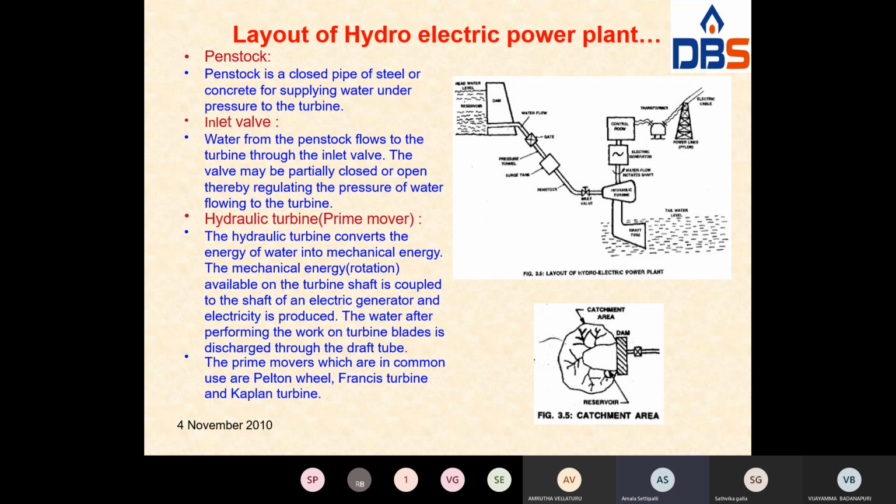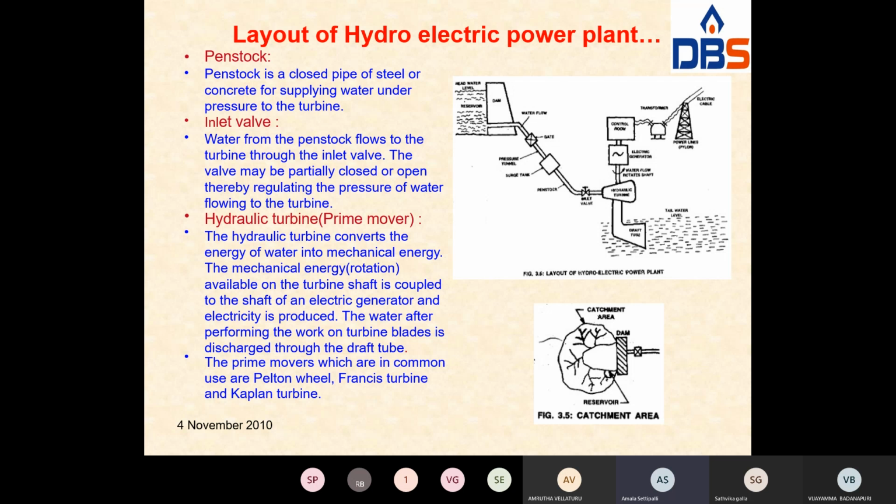The water, after performing work on the turbine blades, is discharged through the draft tube. The prime movers in common use are the Pelton wheel, the Francis turbine and the Kaplan turbine. There are many types of turbines, but mainly in a hydroelectric power plant we use the Pelton wheel. The Pelton wheel is one turbine, along with the Francis turbine and the Kaplan turbine.